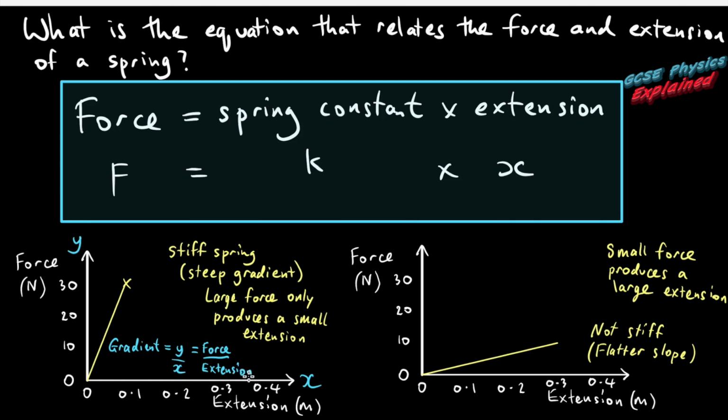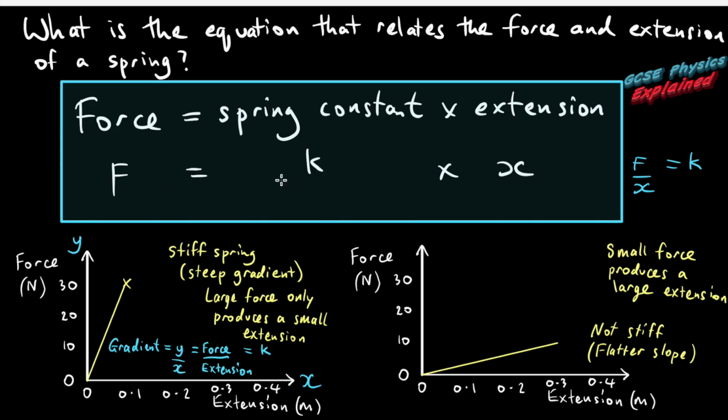Now if we rearrange this equation up here, F equals kx, well, if we do F over x, that's going to equal k. So basically this gradient is going to give us our k value, because we've got force divided by extension is the gradient, and force divided by extension is the spring constant. So the spring constant is the gradient. So all you need to do is work out the gradient, and it means you've worked out the k value.